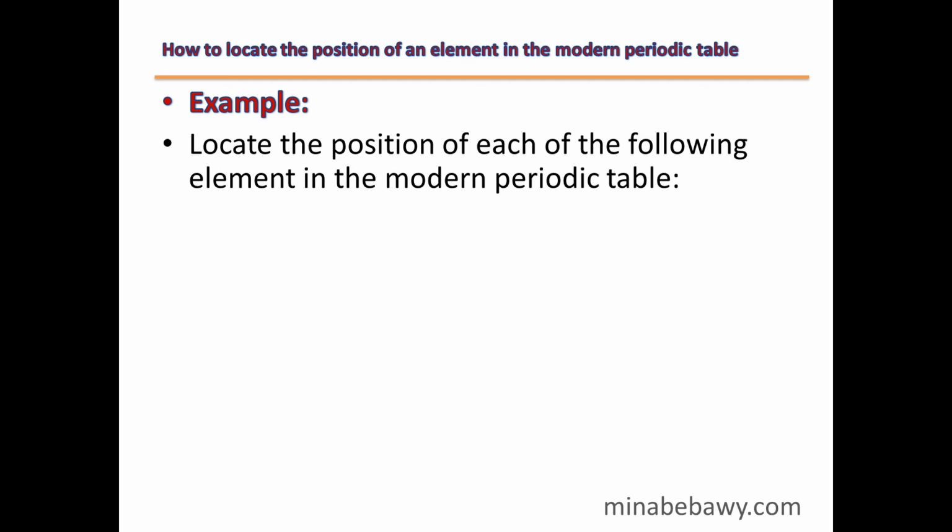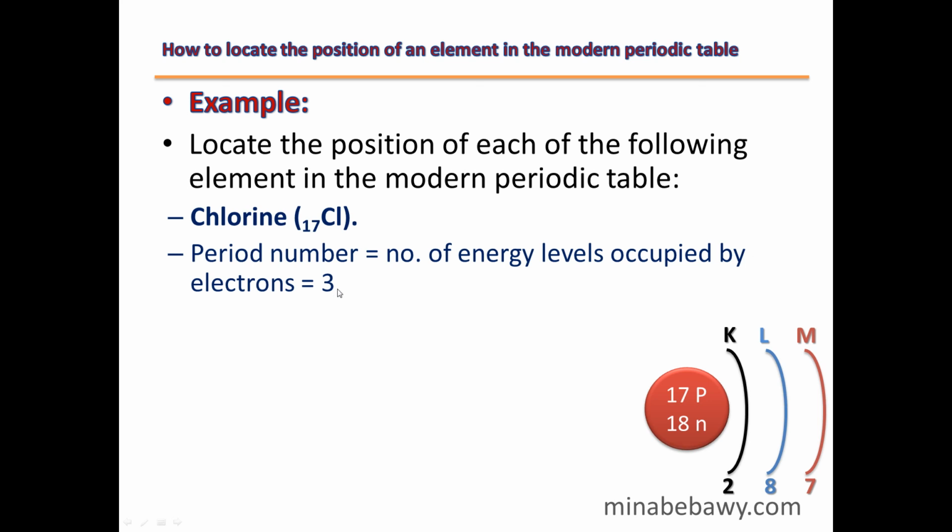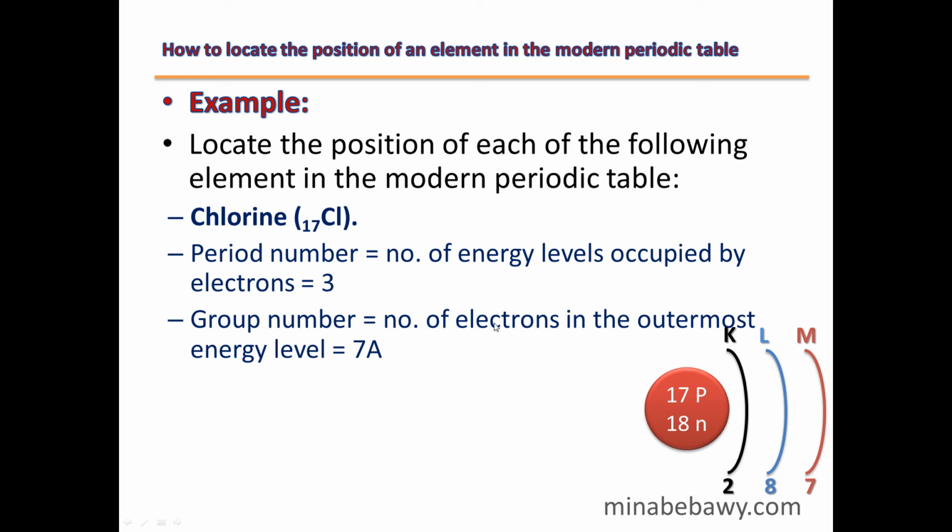Another example, locate the position of each of the following elements in the modern periodic table. Chlorine. The symbol of chlorine is Cl and its atomic number is 17. By writing down the electronic configuration for chlorine, it contains 3 energy levels, so it is located in period 3. Its outermost energy level contains 7 electrons, so it is located in group 7A. So chlorine is located in period 3 and group 7A.